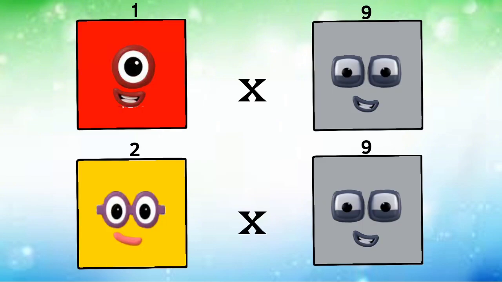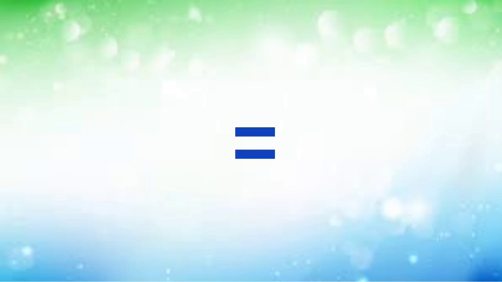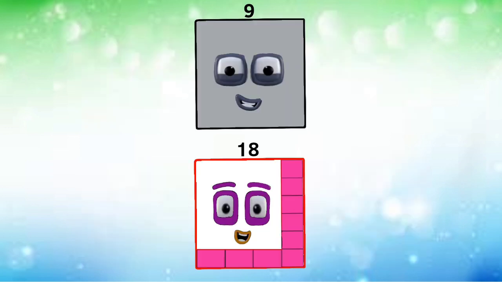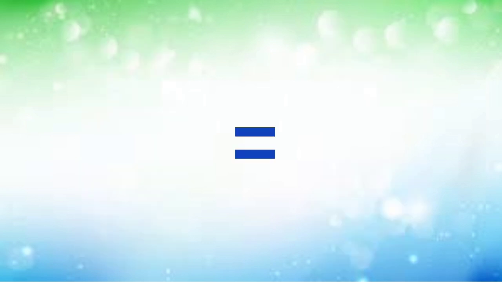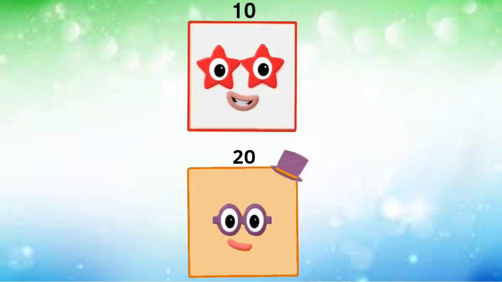Number blocks 1 and 2 times 9 equal 9 and 18. Number blocks 1 and 2 times 10 equal 10 and 20.